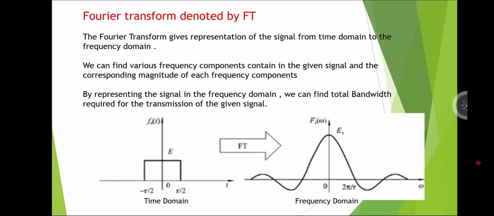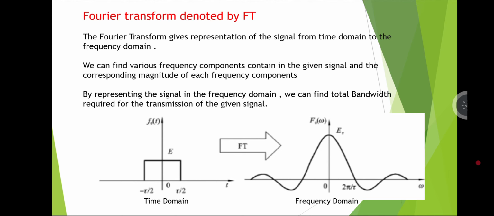Now, the Fourier transform is denoted by F. If you see both graphs, the left hand side is your time domain signal and the right hand side is your frequency domain signal. And please note that we are talking about the energy signals. So the Fourier transform gives the representation of the signal from time domain to frequency domain.